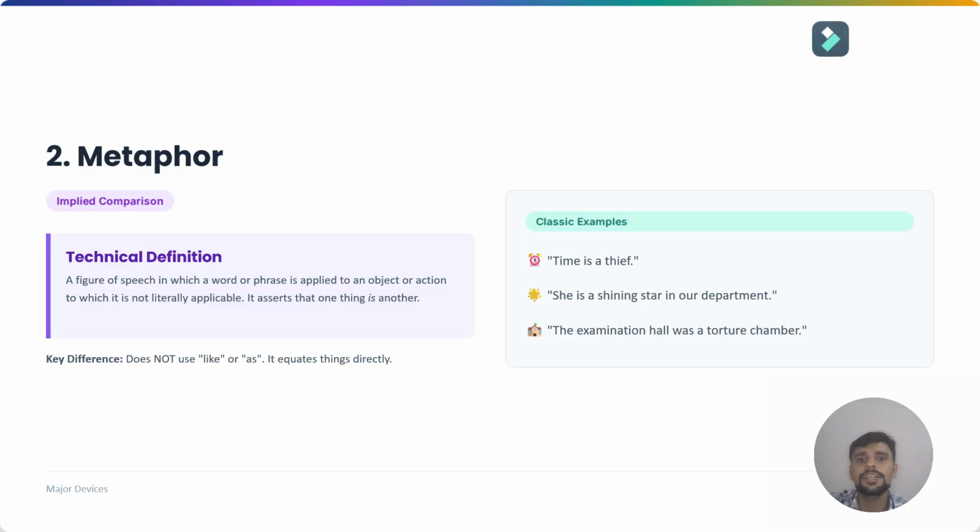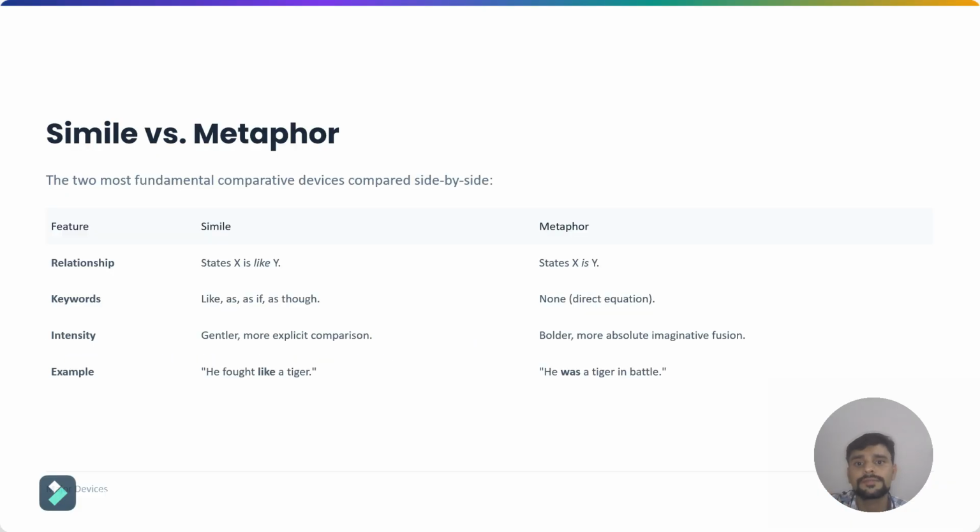And the examination hall was a torture chamber. The writer is using a metaphor to communicate extreme psychological pressure. A useful technique: whenever you see a metaphor, ask what quality is being transferred. In time is a thief, the quality is taking away. In he is a lion, the qualities might be courage and strength. This makes metaphor analysis much easier.